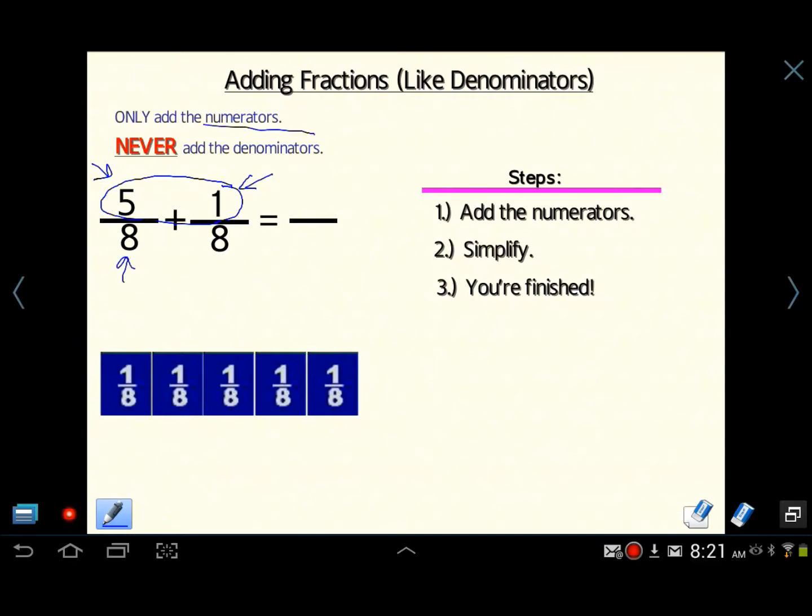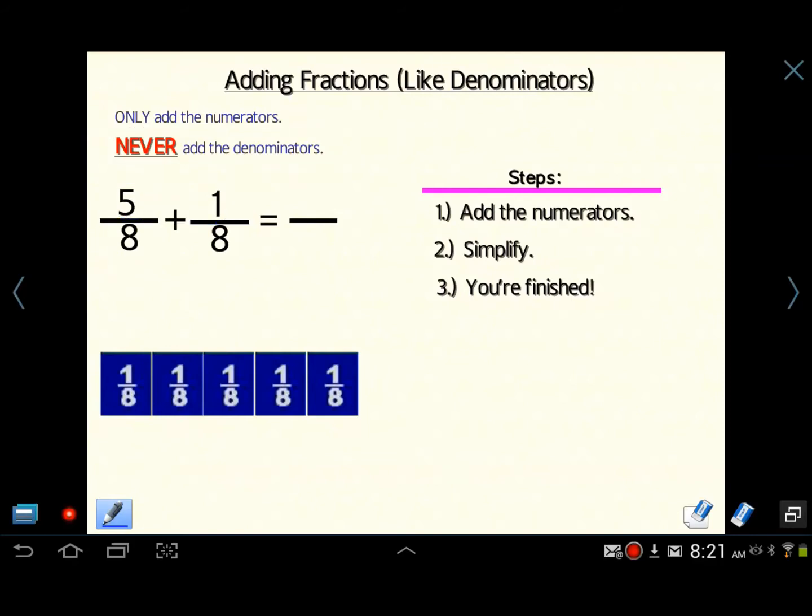And one thing that's really, really important to keep in mind when you're adding or subtracting fractions is to never add or subtract the denominators, ever. Don't add them. 8 and 8, yes, that makes 16, but we're not adding them. We're adding 5/8 plus 1/8.